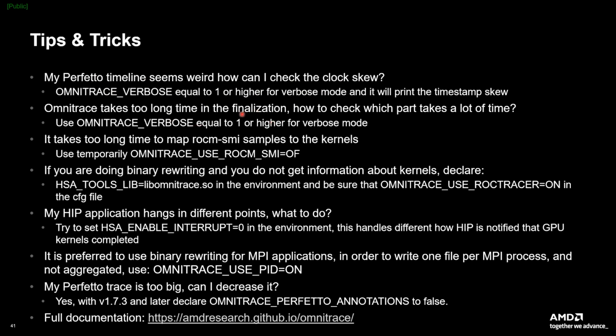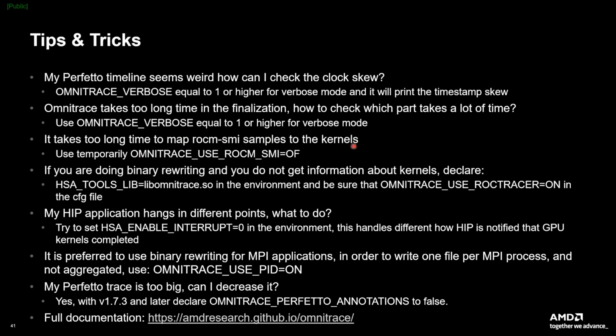At the end, you'll see the run finalizing and maybe staying there a long time, and you ask what is happening. That's why you want this information, especially to report. It takes too long to map ROCm SMI samples to the kernels. Temporarily disable ROCm SMI; this is a typo, it's off. I had a case where a code was calling 6.7 million kernels in total. I couldn't finish it, and finally we did this trick and it finished.